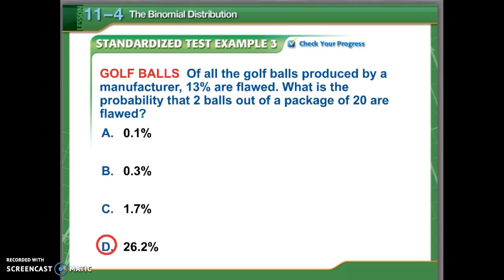Our answer this time is D, 26.2%. You should have done 20 combination 2 times 0.13 to the second power times 0.87 to the 18th power. And that will give you 26.2%.